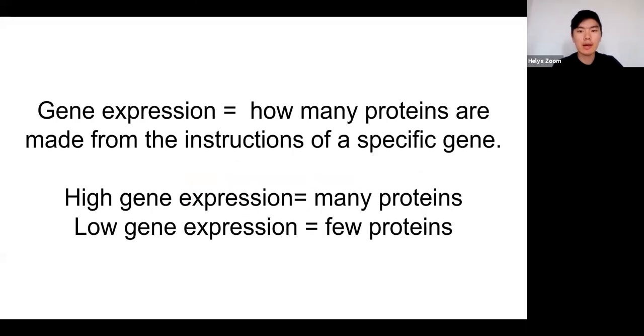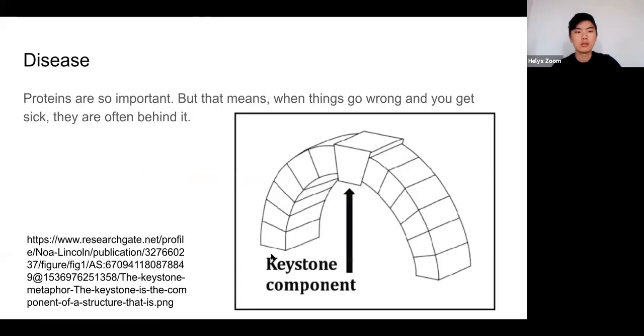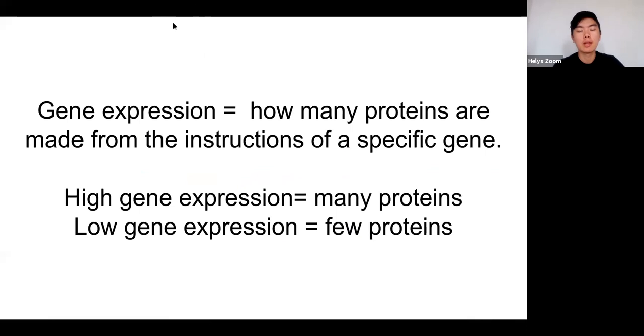Gene expression is essentially how many proteins are made from the instructions of a specific gene. High gene expression means that there are many proteins made, and low gene expression means that there are few proteins. One example of this would be, let's say you have a gene that provides instructions for, how about height? Let's just pretend there's a protein that makes you taller. High gene expression would mean that for the gene that codes for height growth, a lot of the protein is made.